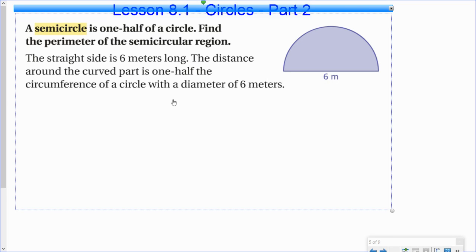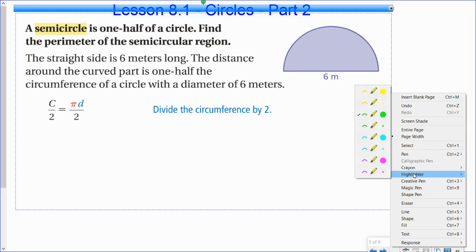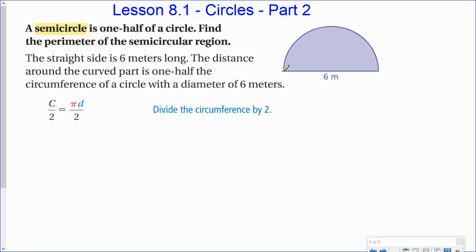So the straight side is 6 meters long. The distance around that curved part is exactly 1/2 of the circumference of the circle that has a diameter of 6 meters. So what I'm going to do is the circumference equals pi times diameter formula, but then I'm going to cut it in half. I'm going to divide it by 2. That's going to give me this part right here.